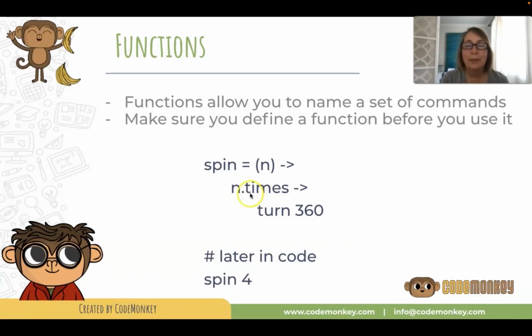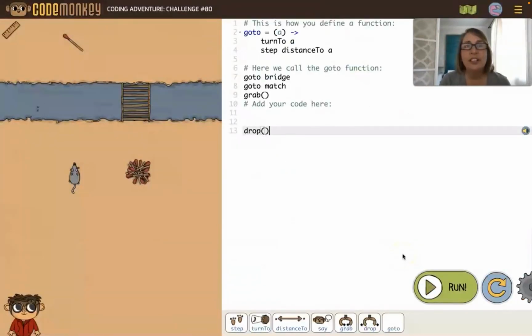Let's look at an example. Here's a challenge that uses a function. We're defining a function called goTo, and we have the parameter a. So we're going to use that parameter a within the function. So we say turn to a and step distance to a.